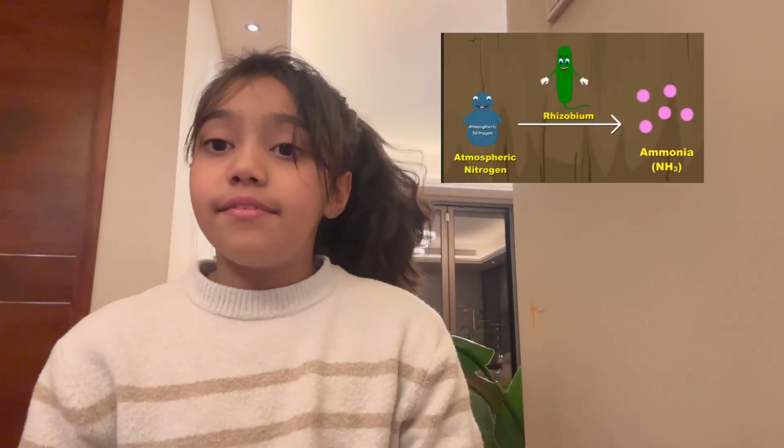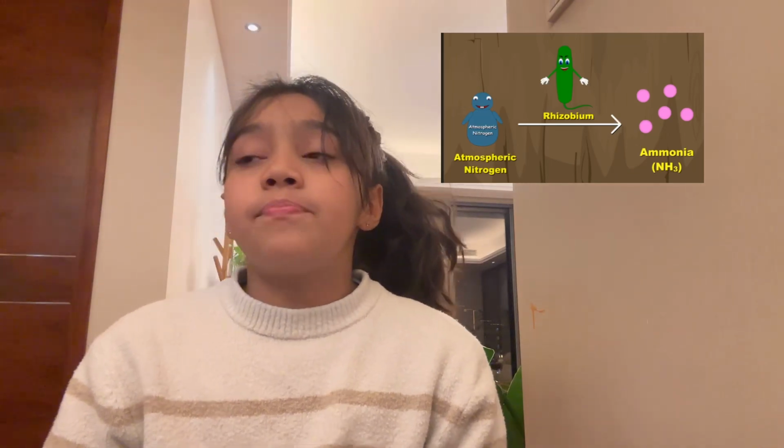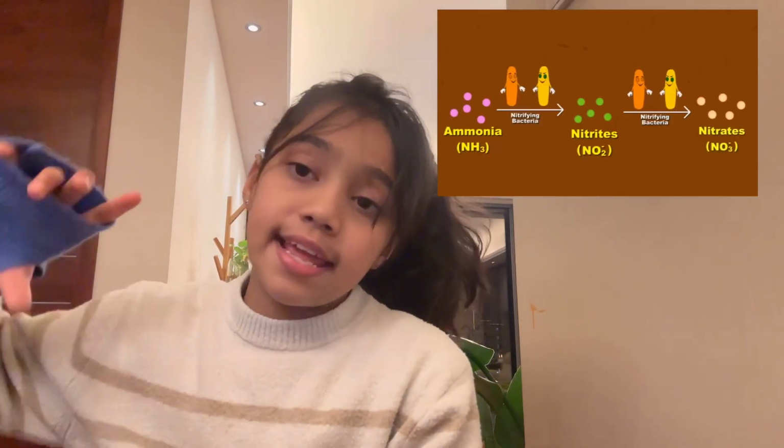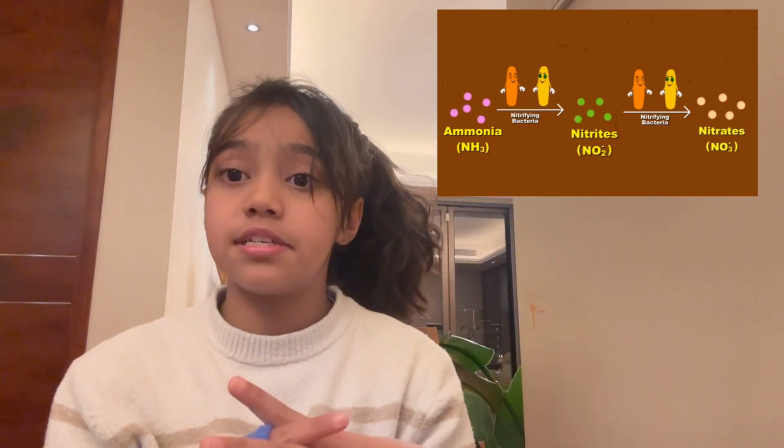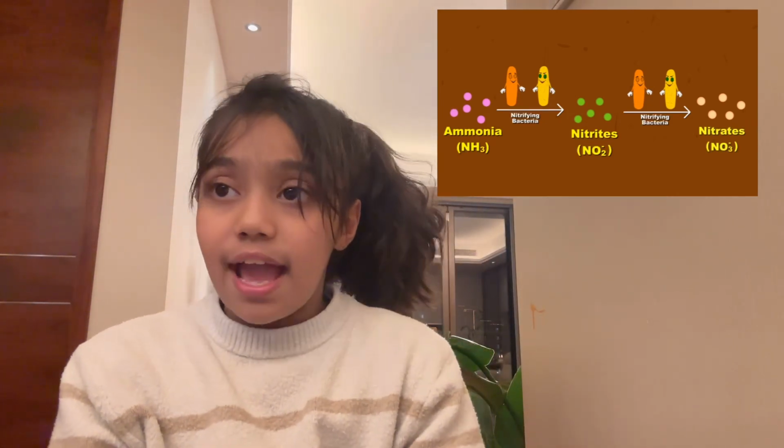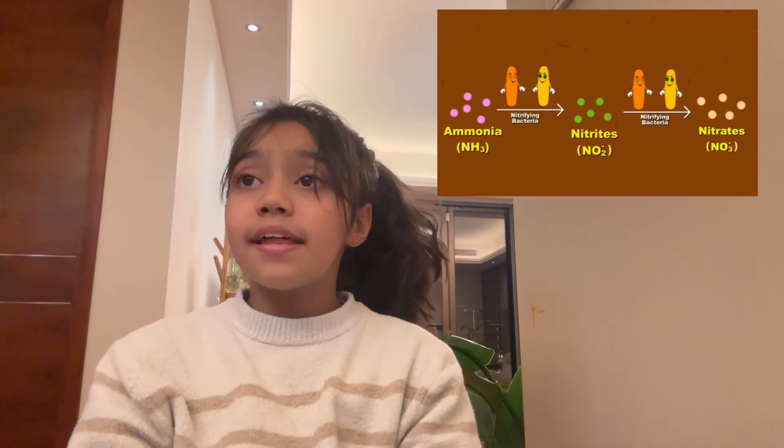Rhizobium helps too. Again, it helps convert it into ammonia, which is basically nitrogen and 3 atoms of hydrogen. That is called fixation. And then the ammonia uses nitrifying bacteria, and then it converts into nitrates, which is nitrogen and 3 atoms of oxygen. Then, after the nitrates, the plants absorb the nitrates to make proteins. Then the animals eat the plants to get protein.